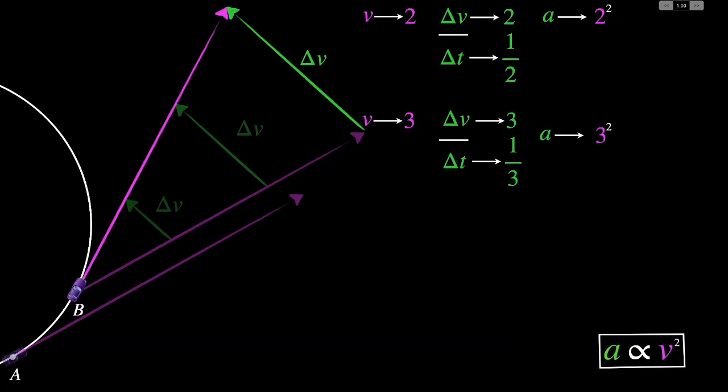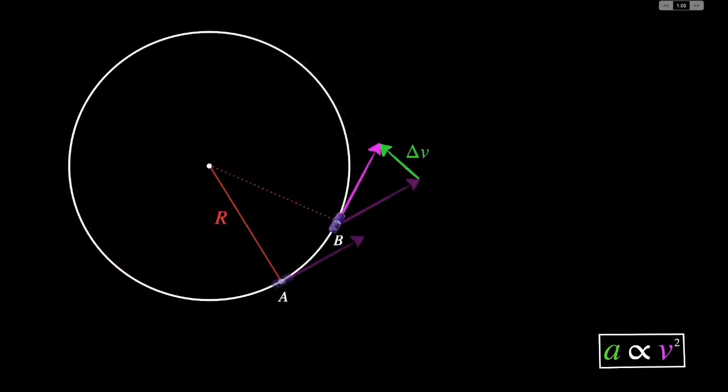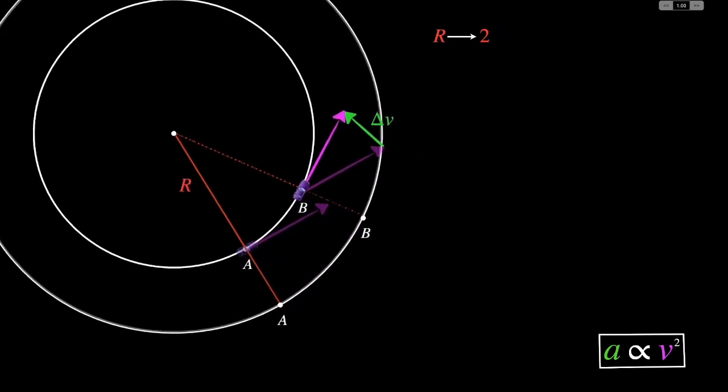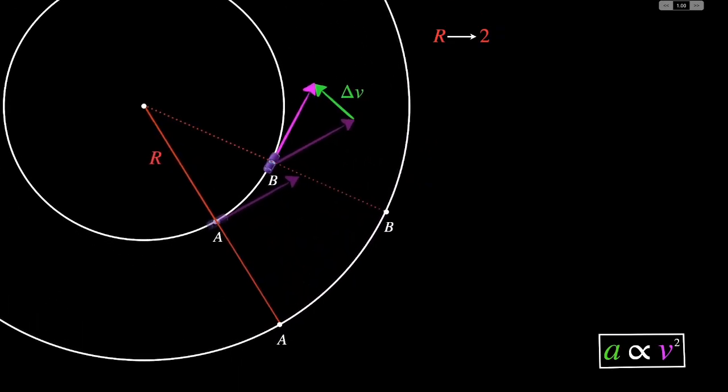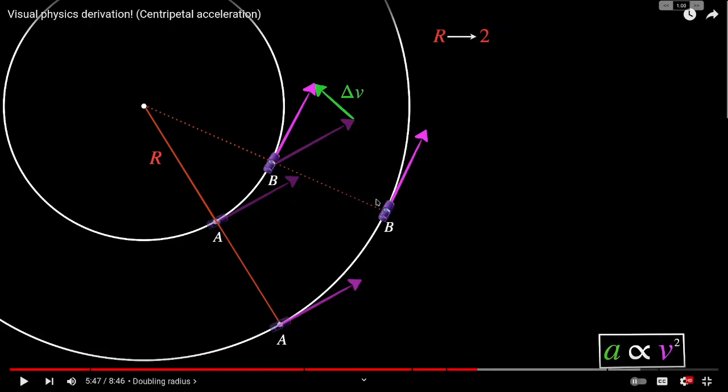Now let's look at how it depends on the radius. Now let's double the radius of the circle and see what happens to our acceleration. So the radius doubles. Let's now look at what happens when the car goes from A to B over this big circle. And my question to you is, what do you think happens to delta V? Does it increase, decrease, stay the same? Can you visualize it? Can you pause and check?